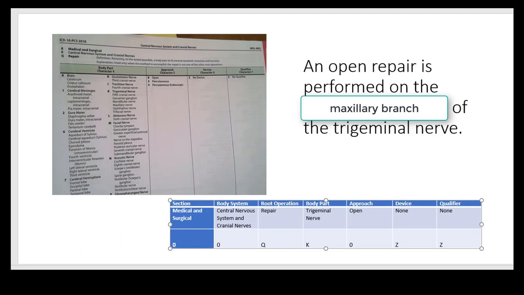Here's a screenshot of the central nervous system and cranial nerves table for repair. To describe this procedure, we've chosen the trigeminal nerve as our body part, repair as our root operation, and the approach is open. It says in our description here, open repair. So that's how we know that's our approach.